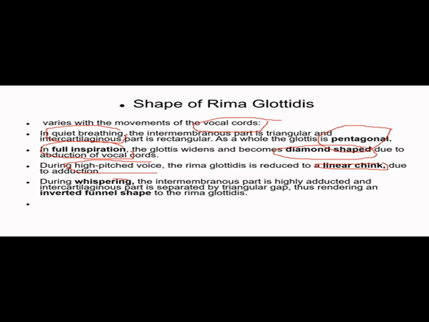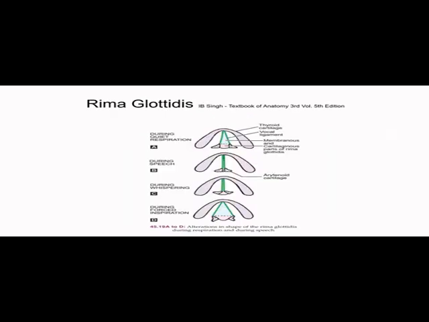And when there is whispering, during whispering the Rima glottidis will become inverted funnel shaped. Let's see from the picture. So here is the picture. During quiet respiration you see this shape. During speech it is slit like. During whispering it is more slit like, inverted funnel like, and in forced expiration you see a diamond like shape, with this the anterior side and this the posterior side.